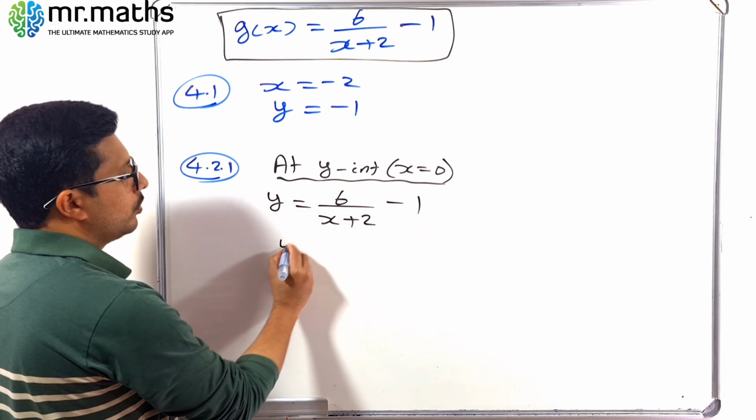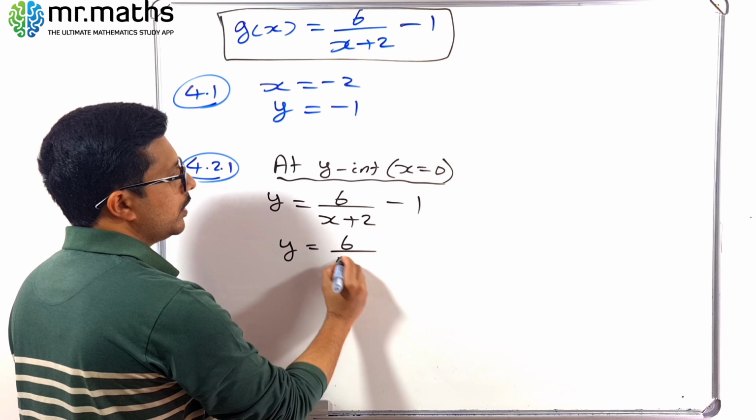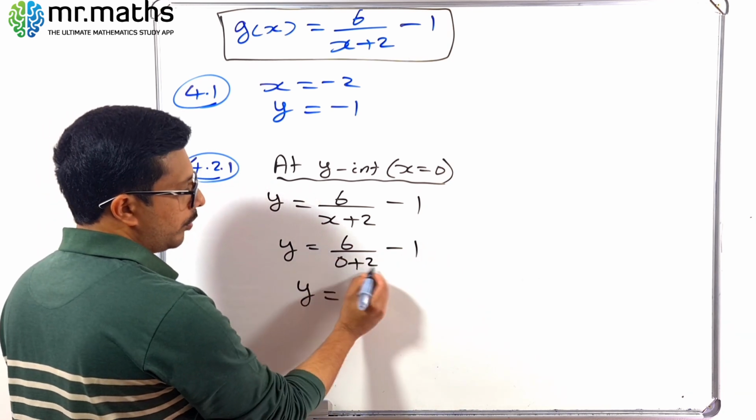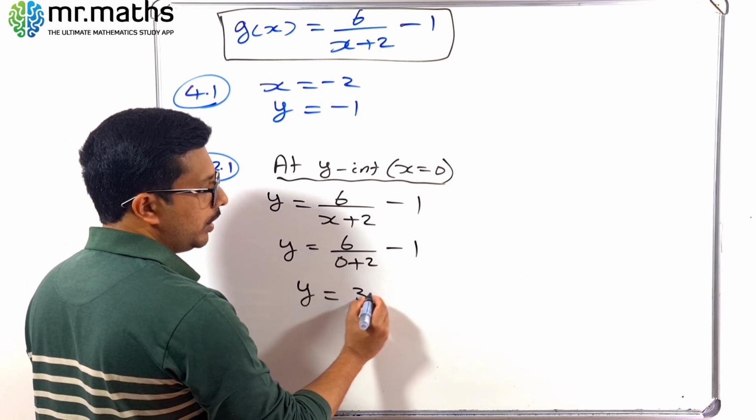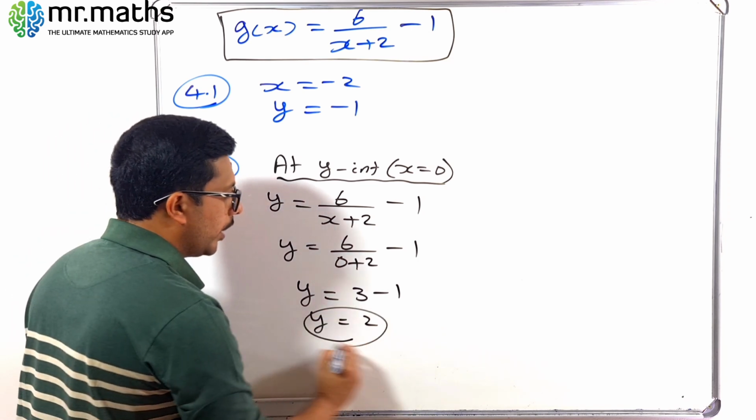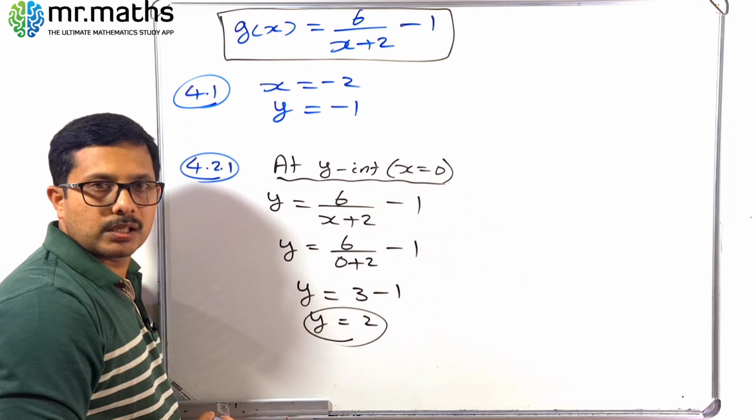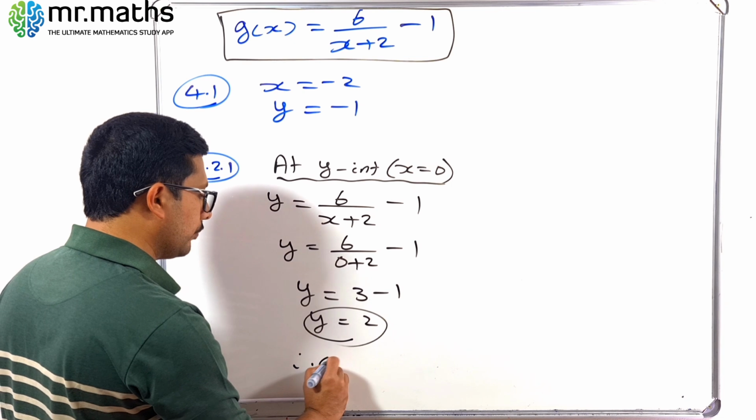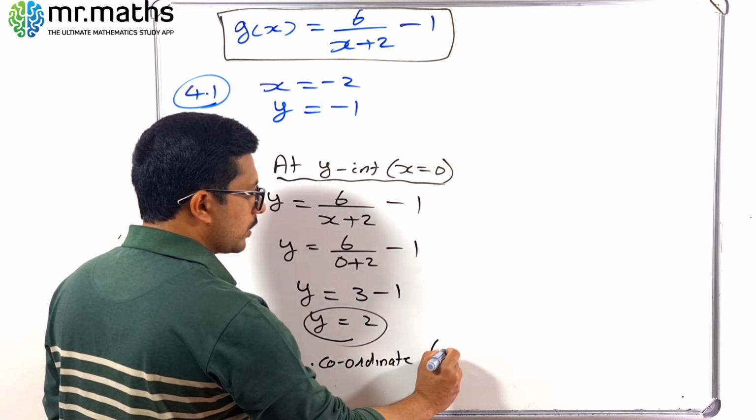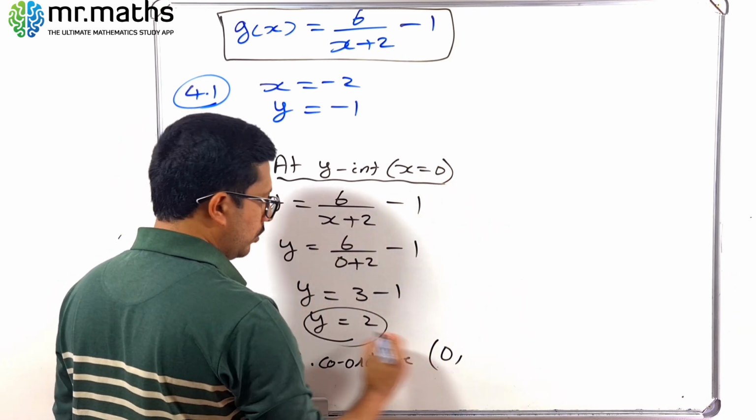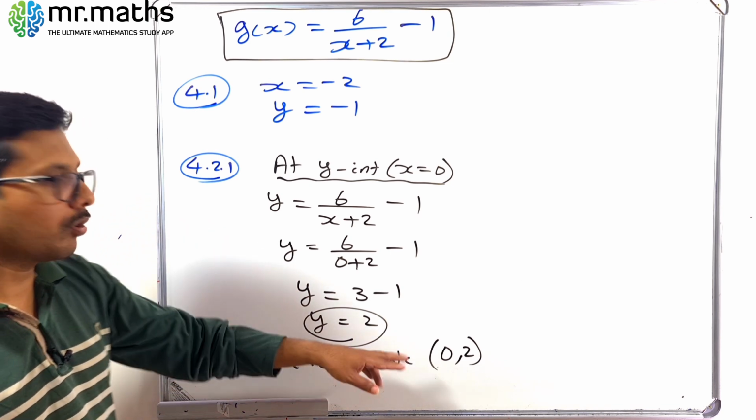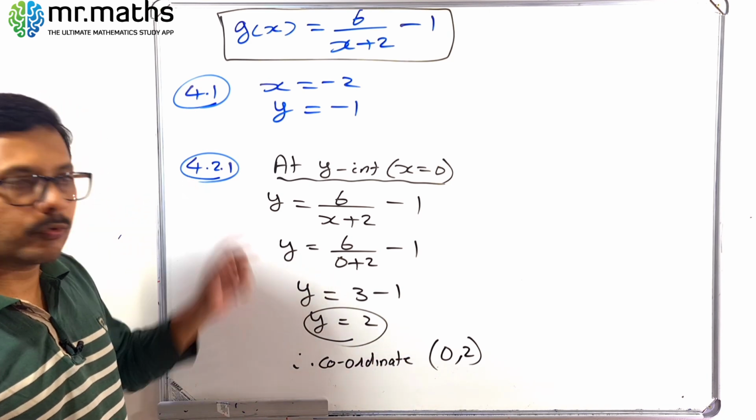So y is equal to 6 divided by 0 plus 2, minus 1. 0 plus 2 is 2, 6 by 2 is 3, minus 1, so y is equal to 2. The value of y is 2 and the value of x is 0. Therefore the coordinate, always x value first, is 0, 2. That is the y-intercept, 4.2.1.